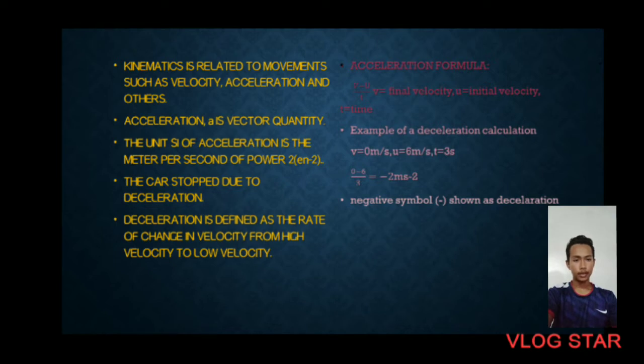For an example of our deceleration calculation, assume that the final velocity of the car is 0 meter per second, the initial velocity is 6 meter per second, and the time is 3 seconds. The final answer will show whether the car is experiencing deceleration or not. If the final answer is negative, then the car is experiencing deceleration.